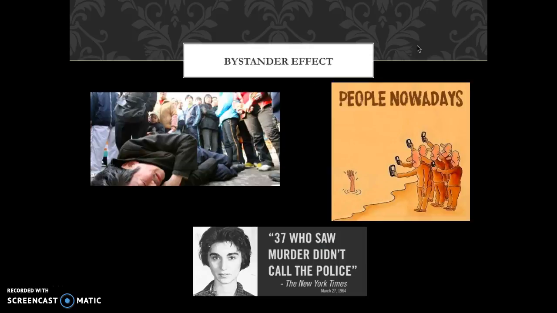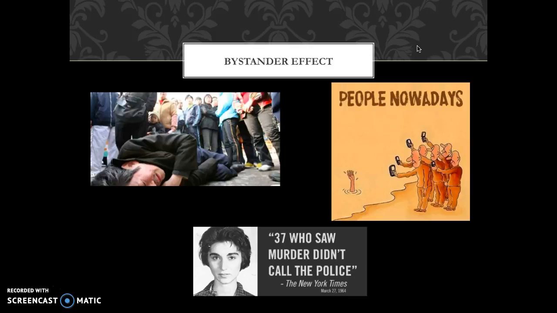Lastly, I did the bystander effect, which is when people do not help someone who's in danger or being hurt because they either think that others will help or that since no one else is doing anything, nothing must be wrong.